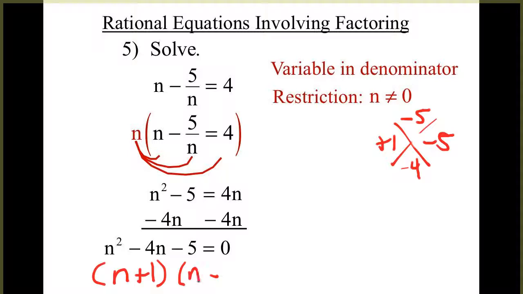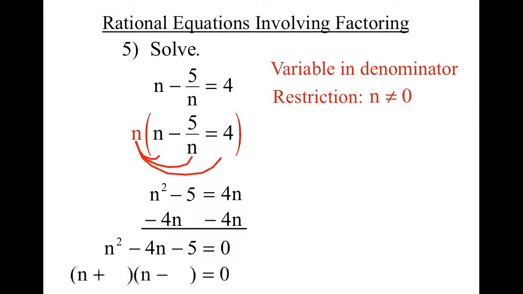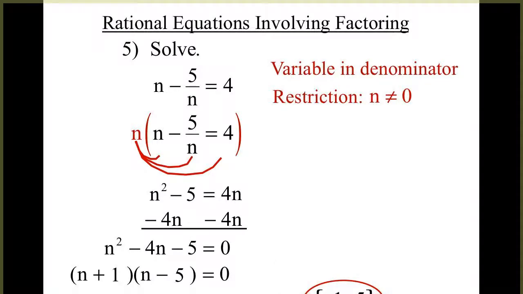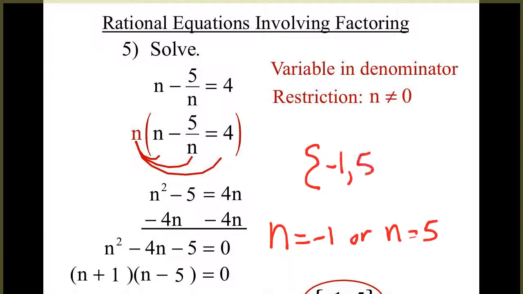n plus 1 times n minus 5 equals 0. So my solutions here are n equals negative 1 and n equals 5. Hold on, I'm going to rewrite that for you. n equals negative 1 or n equals 5. And you can put that in braces: negative 1 or 5. Stop the recording if you need to continue.